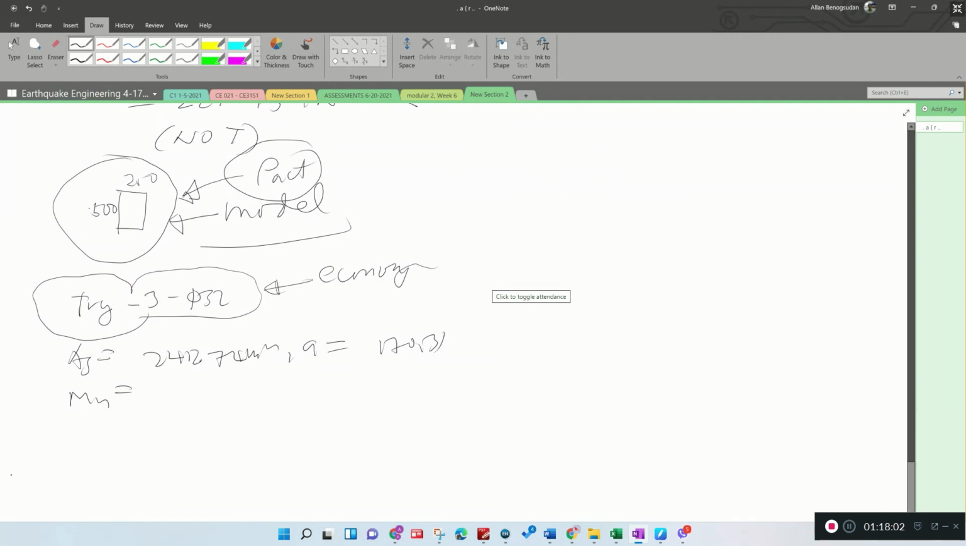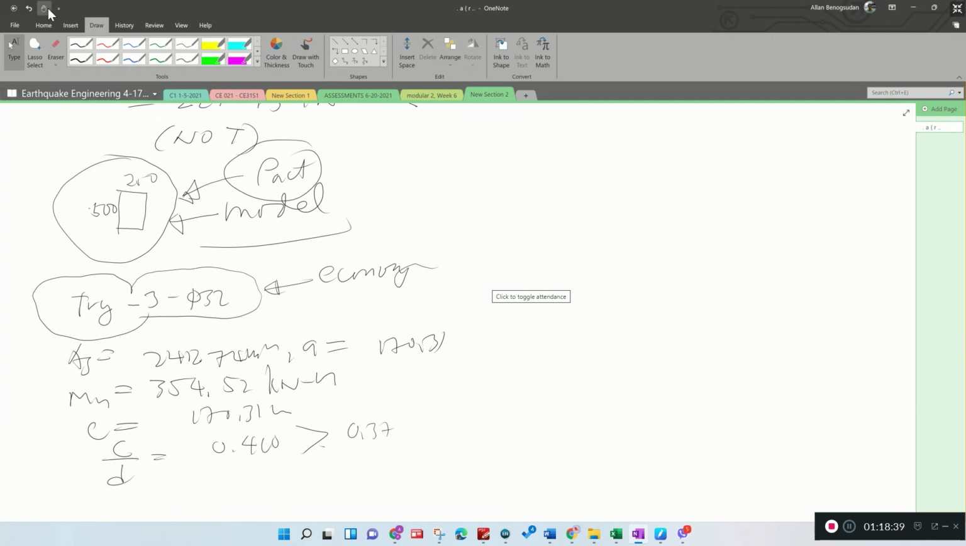Now, why am I doing this? Because I just want to practice and practice and practice, although I know the equations. The Mn here is 354. Let's just put it here: 354.52 kilonewton meter. Now, you compute for c again. So it's 170.31 mm. Then c over d is equal to 0.460, greater than 0.375. So you go through the same process.